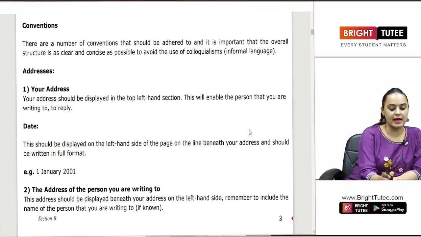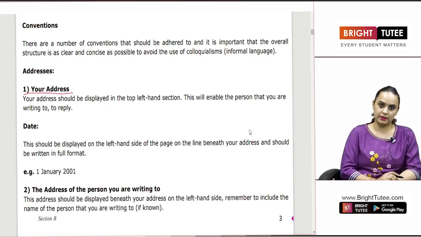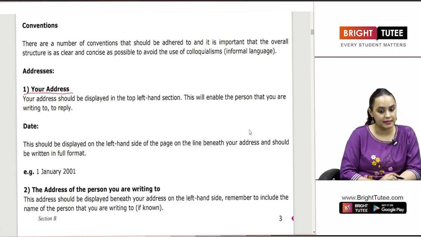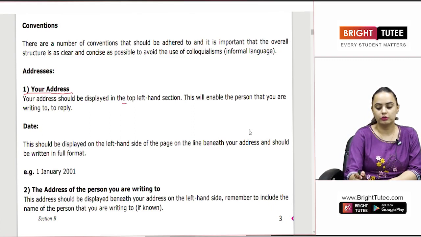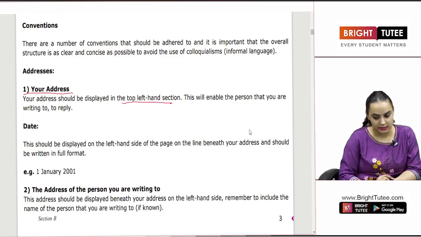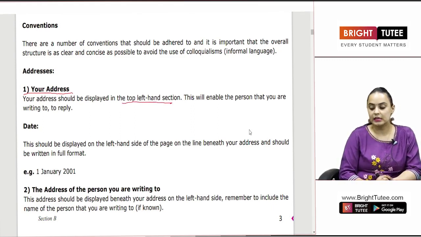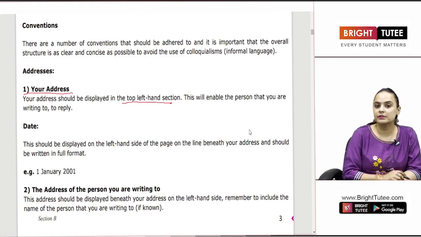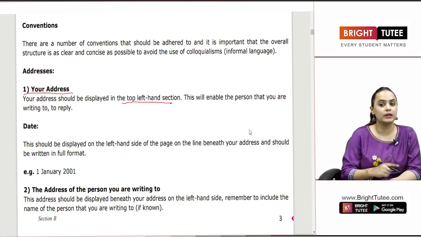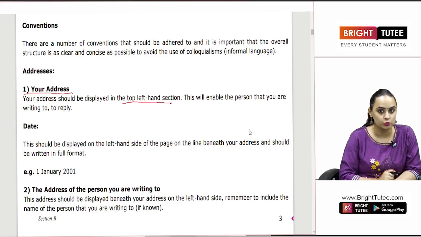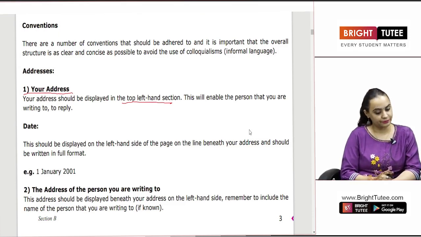First is the address. When we talk about the sender's address, it should be written on the top left hand section. This will enable the person that you are writing to reply. So, the reason why we always make a mention of the sender's address is so that the one you are sending the letter to knows where to send the reply.